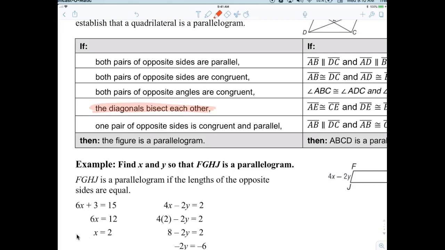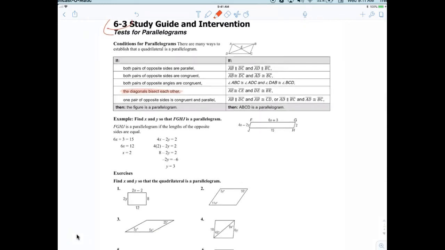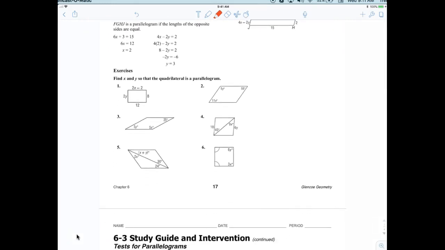And to me, honestly, that is the easiest way to prove whether or not your quadrilateral is a parallelogram. But obviously there's lots of different ways, which is what they're trying to show you, or trying to demonstrate. So on this page right here, we're okay with that, correct? No questions here? Go ahead.